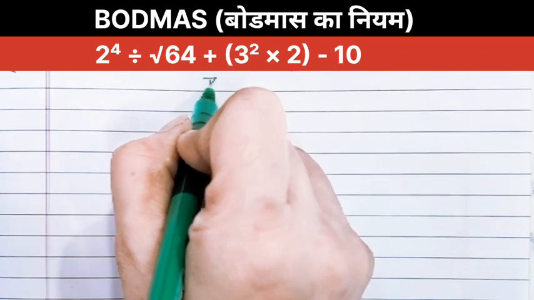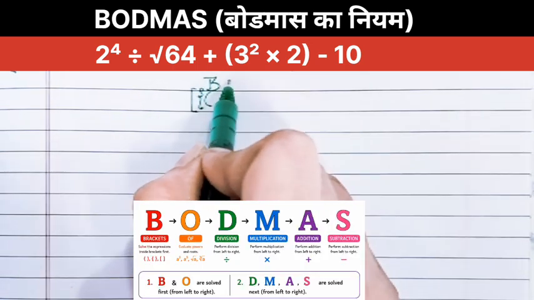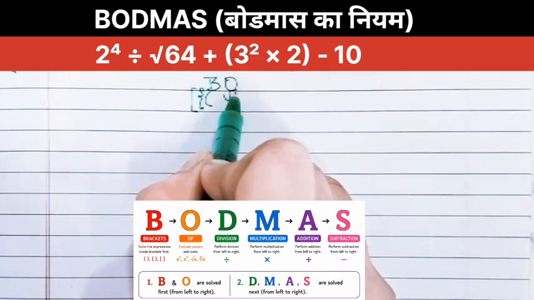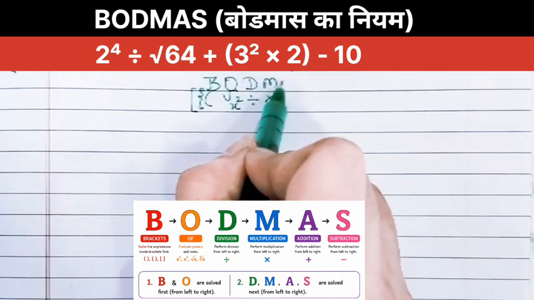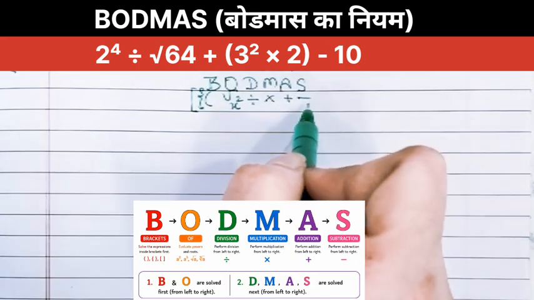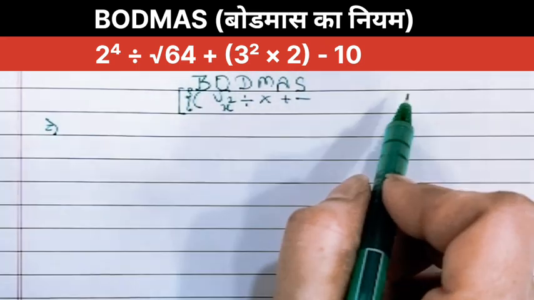The BODMAS rule says first we solve brackets. B stands for small bracket, curly bracket, then square bracket. O stands for orders, or we convert into multiplication, we solve roots and exponents. D stands for division, M stands for multiplication, A stands for addition, S stands for subtraction. Now according to the BODMAS sequence, we'll break down this expression with a step-by-step solution.